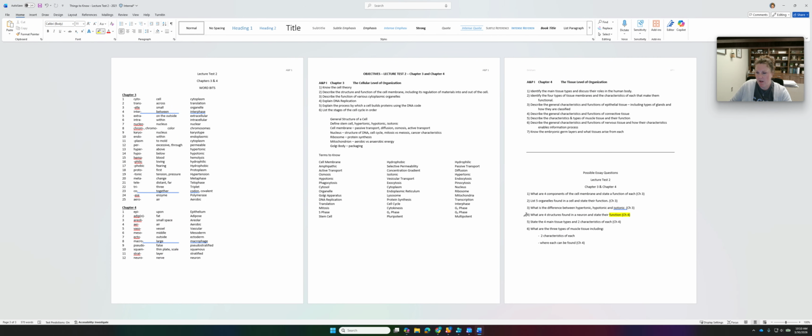And then down here we have 4, 5, and 6. Nervous tissue, one of the main cells is a neuron, and so in your notes it talks about the 4 main parts and what they do.